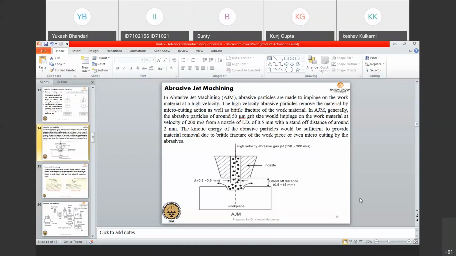In AJM, generally abrasive particles of around 50 micron grit size impinge on the work material at a velocity of 200 meters per second from a nozzle whose inner diameter is 0.5 mm, with a stand-off distance of around 2 mm. So if you see in this line, many things have been written. What are all those things? These are your different process parameters.